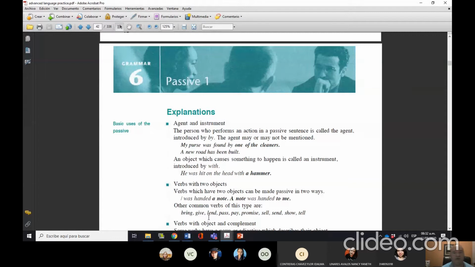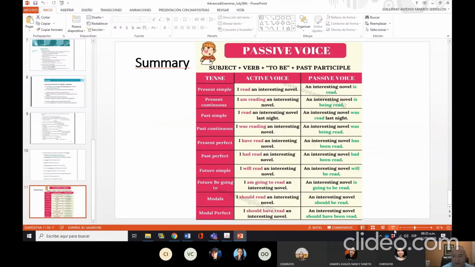So let's start with our first topic for today. The homework was to study chapter number 6 about passive. Let's review. Hopefully you completed the exercises, and now we're going to start our first part of the class by reviewing the structures of passive voice. First, let's start with a little review. Take a look at the PPT.